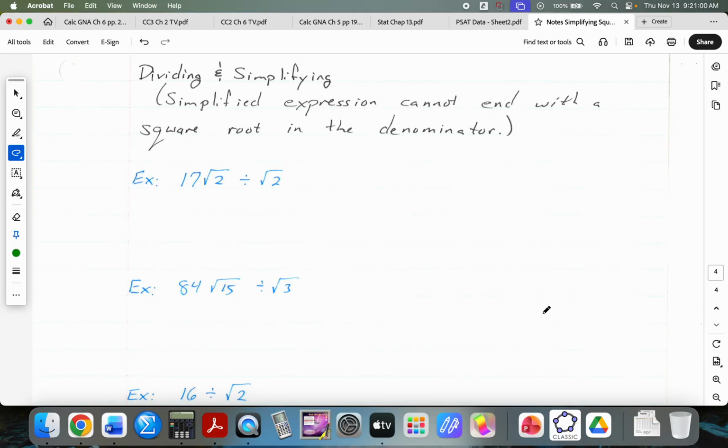Now let's talk about dividing. And this will be our last thing for today before we take our quiz. So when you're dividing, there's a rule, and it's become less of a rule in the last several years, but it still kind of is a rule, that simplified expressions for these cannot end up with the square root in the denominator. You never want to end with the square root in the denominator. So let me show you on this one. I always first rewrite these as a fraction.